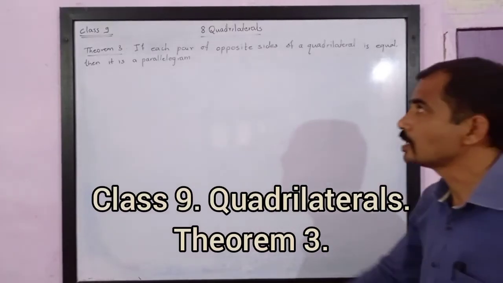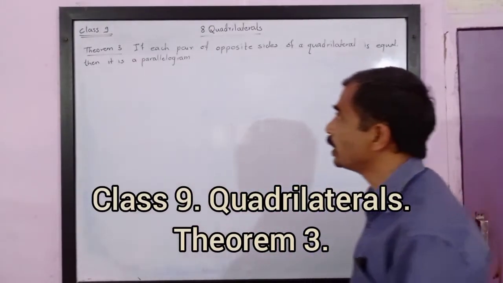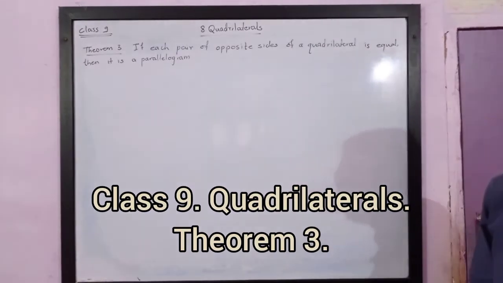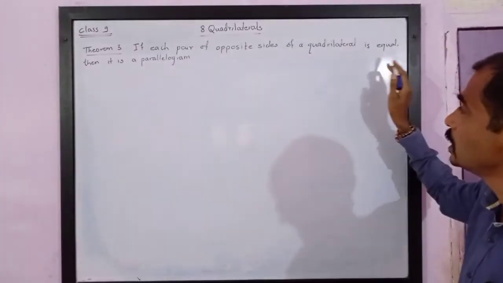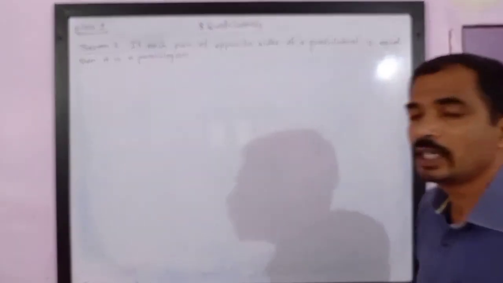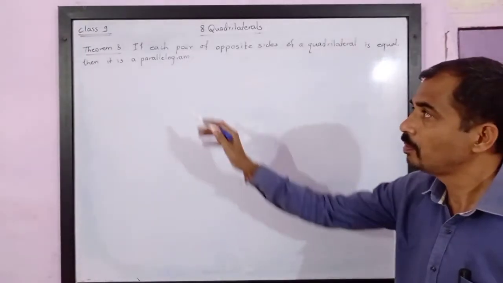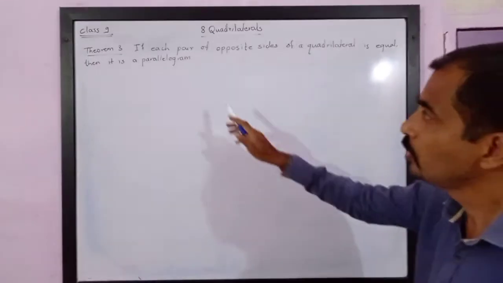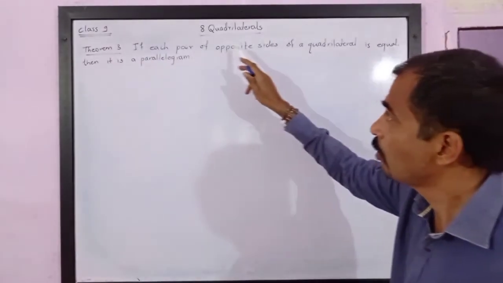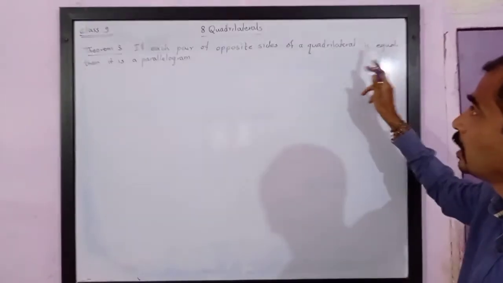Dear friends, in class 9 we are studying the 8th chapter, Quadrilaterals, and in that, theorem number 3 is: if each pair of opposite sides of a quadrilateral is equal, then it is a parallelogram. Whatever is written after "if" and before "then" is the given part, and whatever is given after that is what we have to prove.